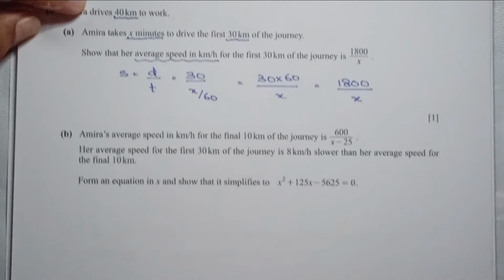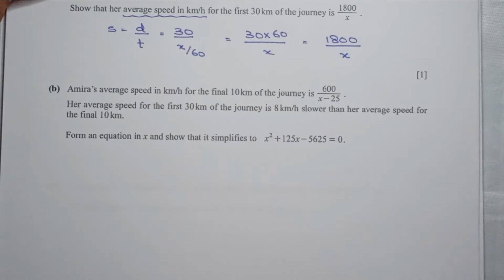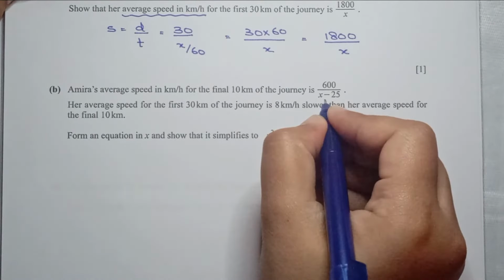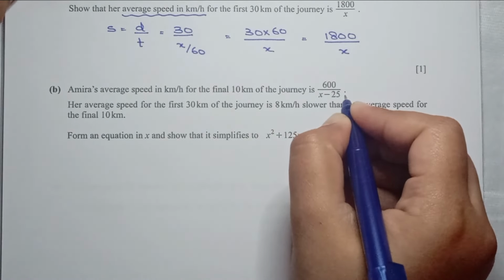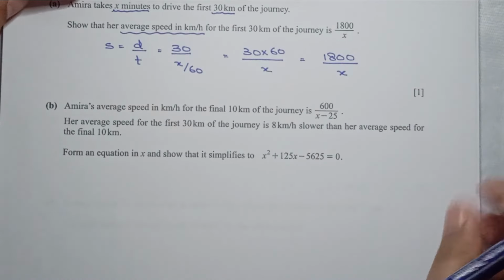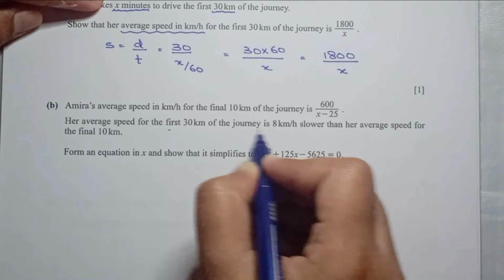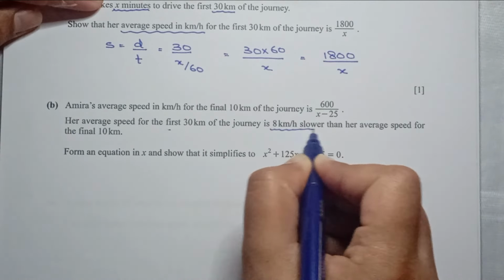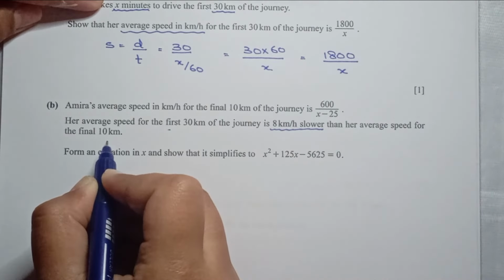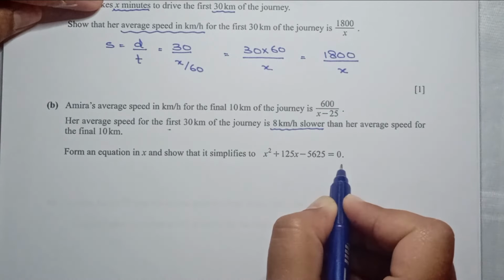Now for the B part, Amira's average speed in kilometer per hour for the final 10 kilometers of the journey is this, the rest of the 10, right? And the first 30 we have given in the first part. Her average speed for the first 30 kilometer of the journey is 8 kilometer per hour slower than her average speed for the final 10 kilometer. Form an equation in X and show that it simplifies to this.